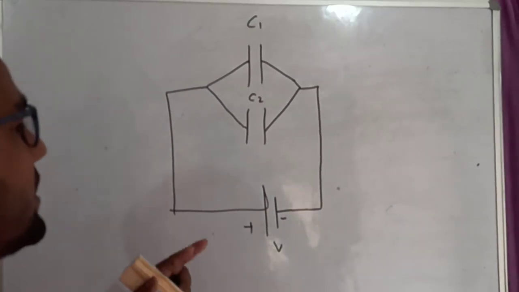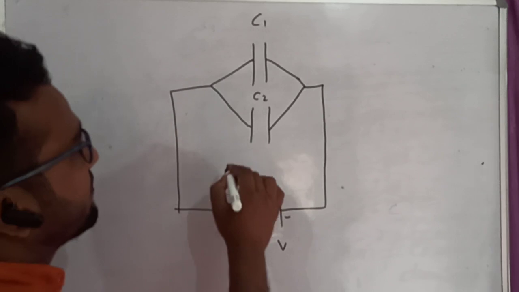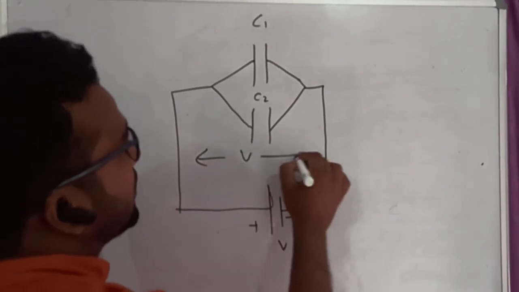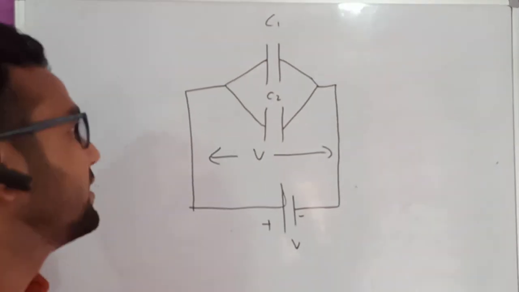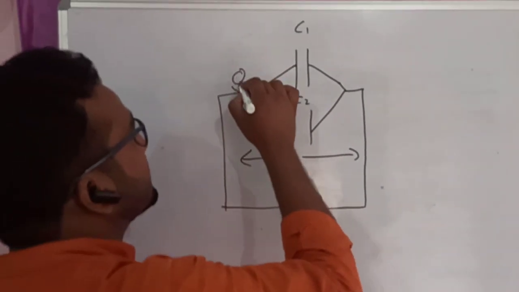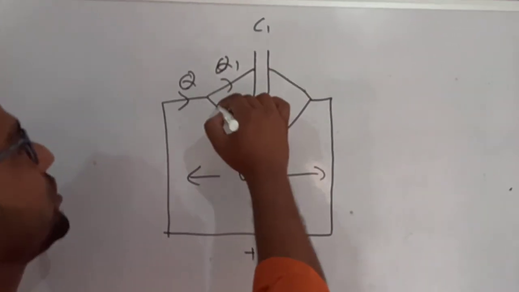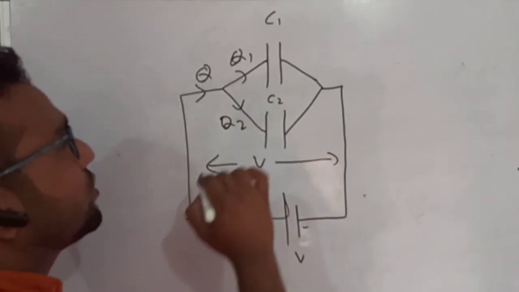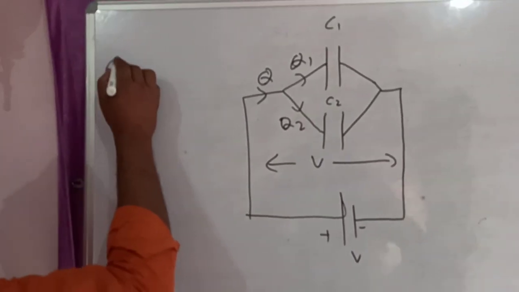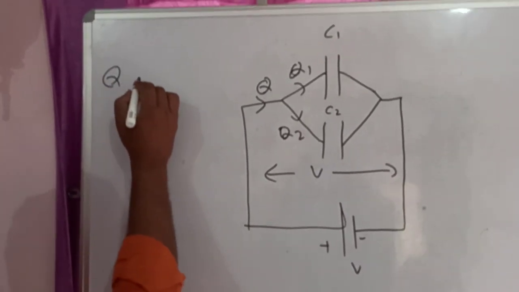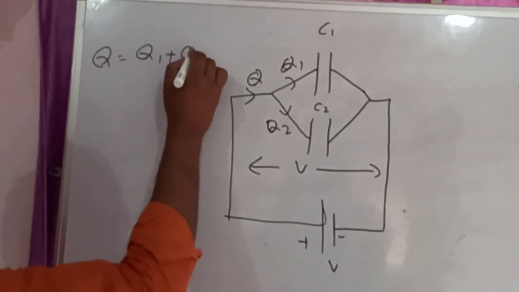Now here the distances of C1 and C2 from the source are the same. So now the potential of the capacitors will be the same, but here the charge, suppose the charge is Q, but the branches are different, so it will divide into Q1 and Q2. So finally we can write Q, the total charge of this combination, as Q1 plus Q2.